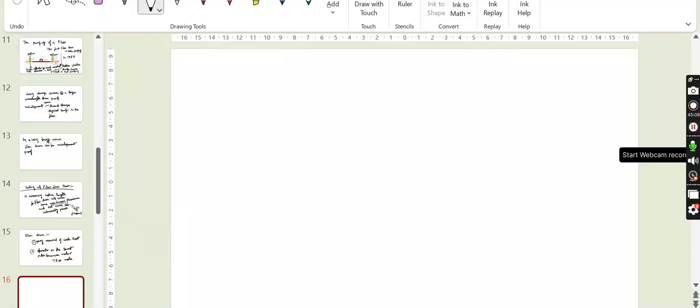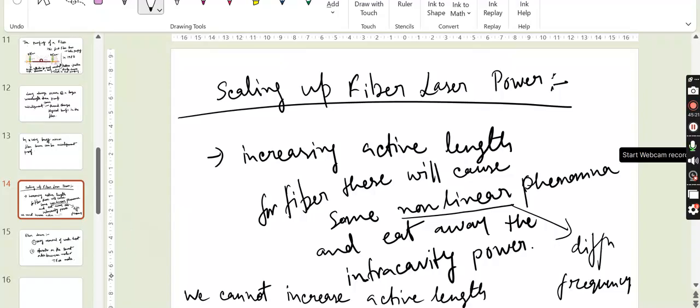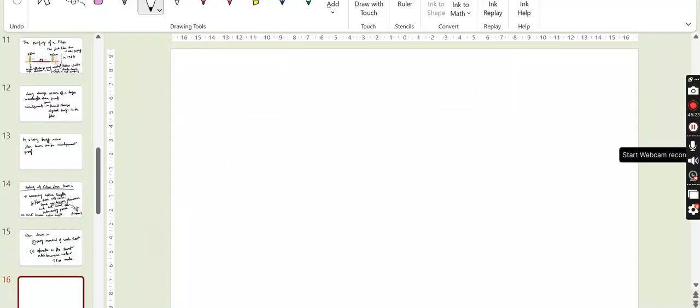So we cannot increase the active length there. It will be counterproductive basically.